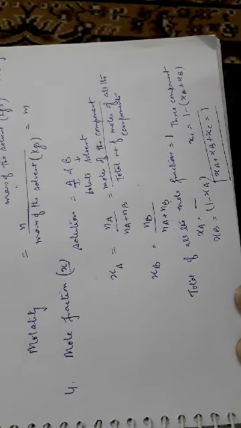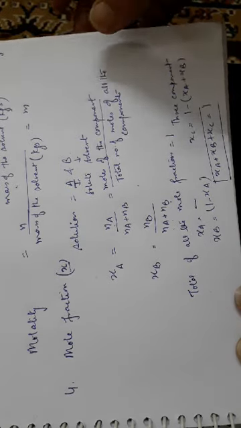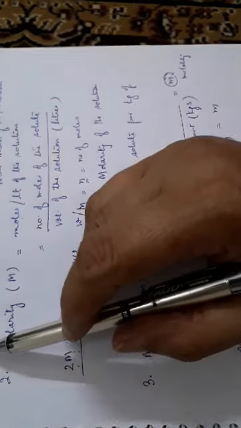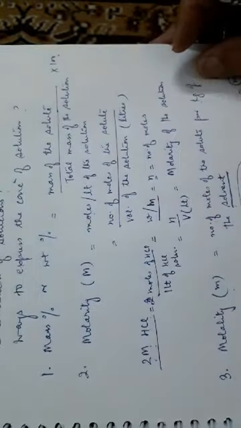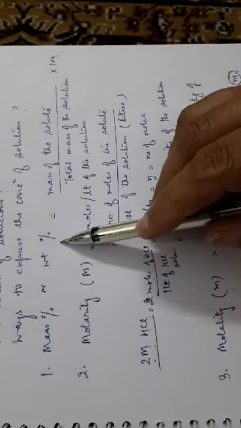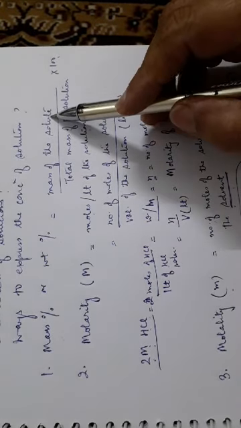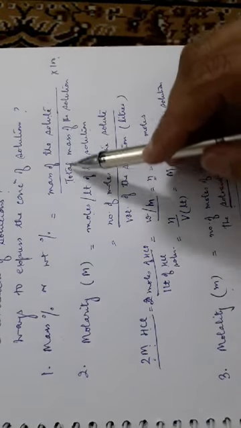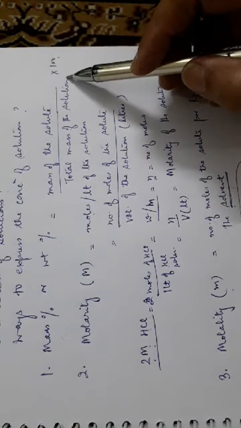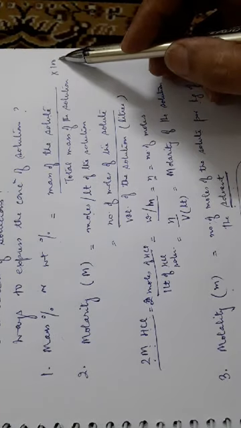This is a way to express the concentration of the solutions. Let us go through it once again. First way is mass percent. Mass percent means weight by weight. What is the weight of the solute? It will be expressed in grams upon total mass of the solution, also expressed in grams, into 100.